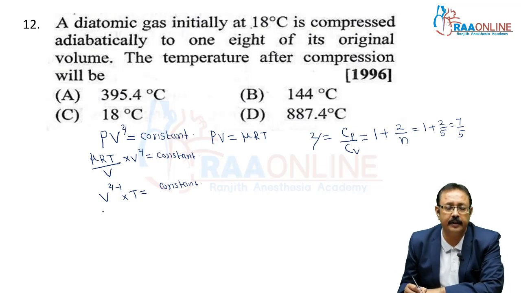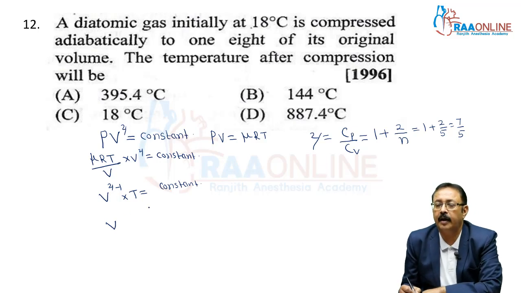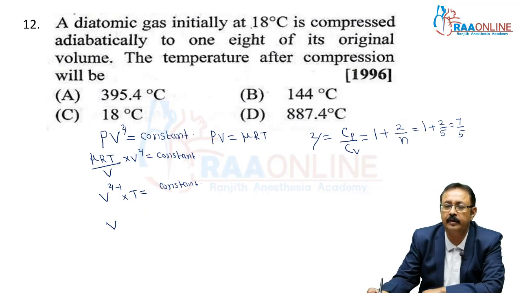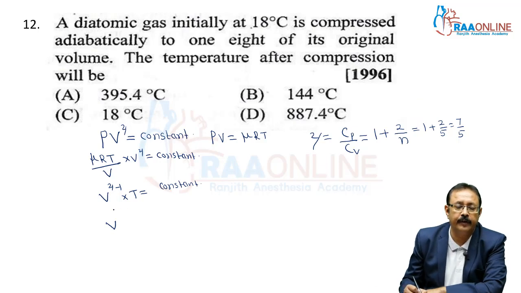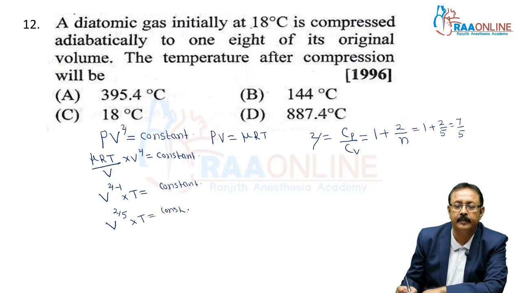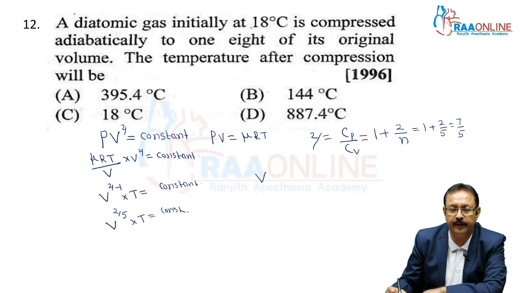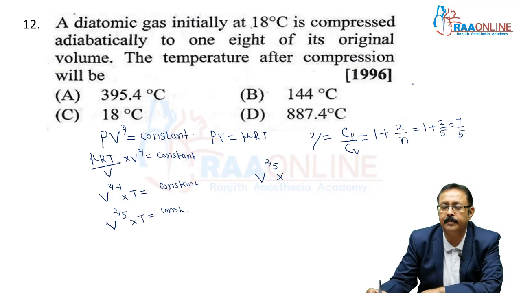So what is given now? V raised to the power gamma minus 1. Gamma minus 1 means take this 1 on that side, 2 by 5. V raised to the power 2 by 5 into T should be constant. Now, initially volume was V and temperature was T. T means absolute temperature. So we have to add 273 to 18, 291.